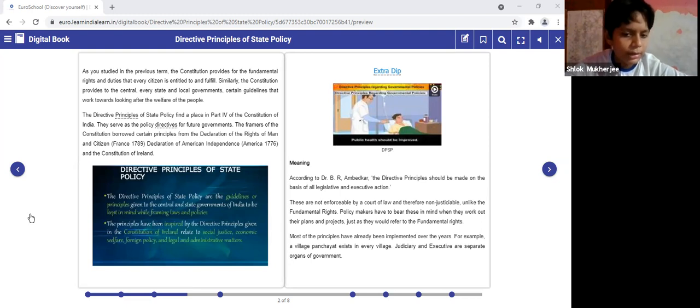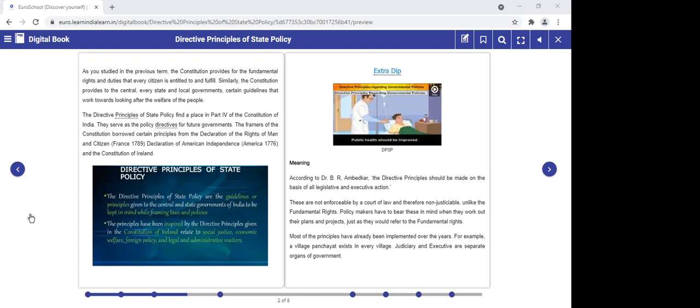For example, a village panchayat exists in every village. Judiciary and executive are separate organs of government. So, according to Dr. B.R. Ambedkar, we should also have the directive principles, like we had done for fundamental rights, for the legislature and executive. As you all know, we have a list of principles and plans for fundamental rights and how they have to be implemented. Similarly, we can do it for directive principles, just for the welfare of each and every people and each and every state.